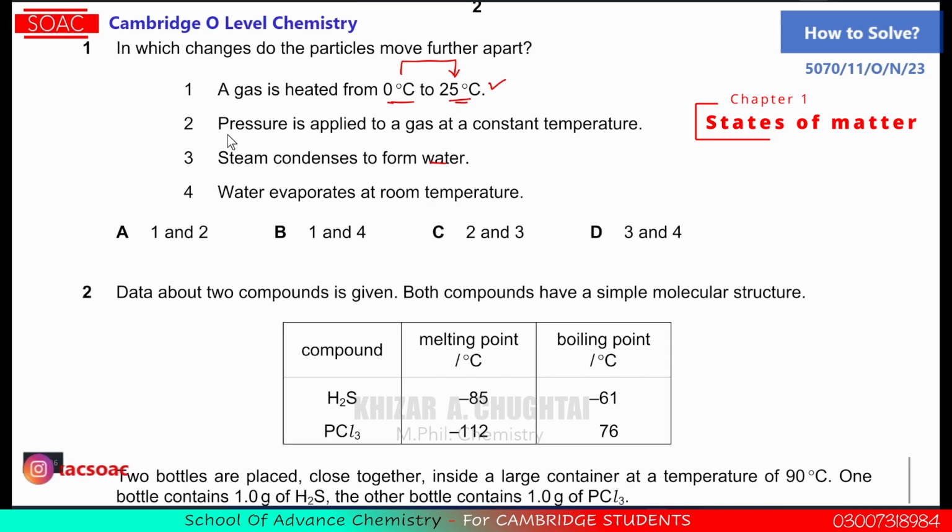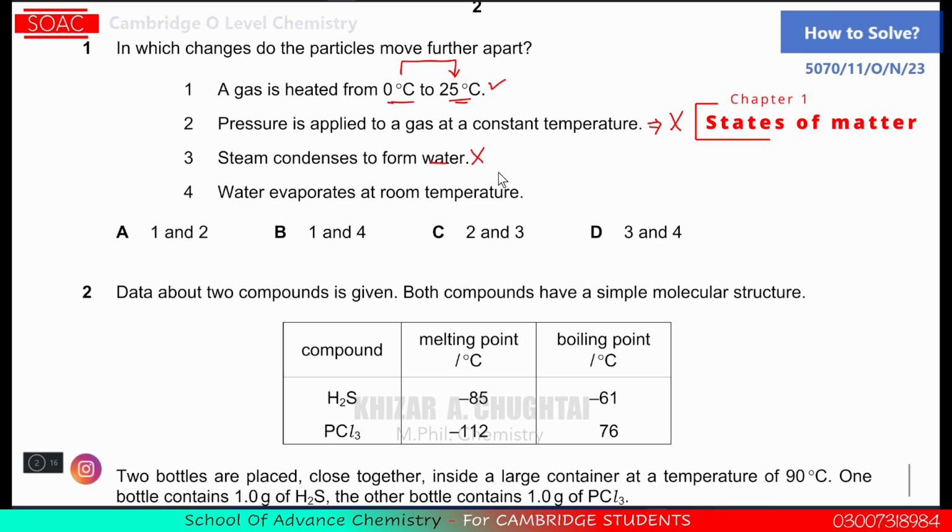It's true. B: the pressure is applied to a gas at a constant temperature. If pressure is applied, then gaps will be reduced and particles will move towards each other, not further apart. So this is wrong. C: steam condenses to form water. When steam condenses to form water, again the molecules get closer. The gaps between the molecules decrease.